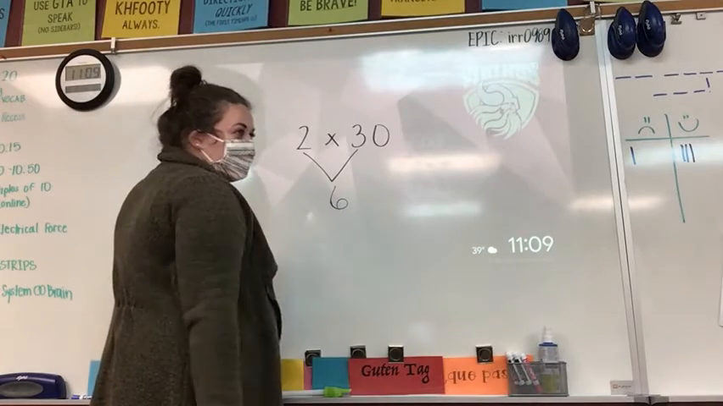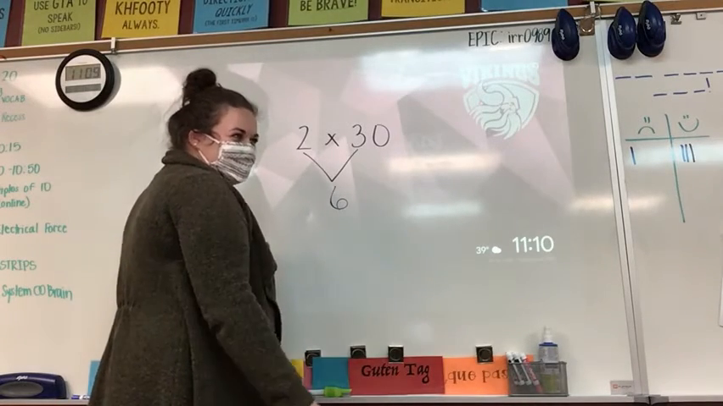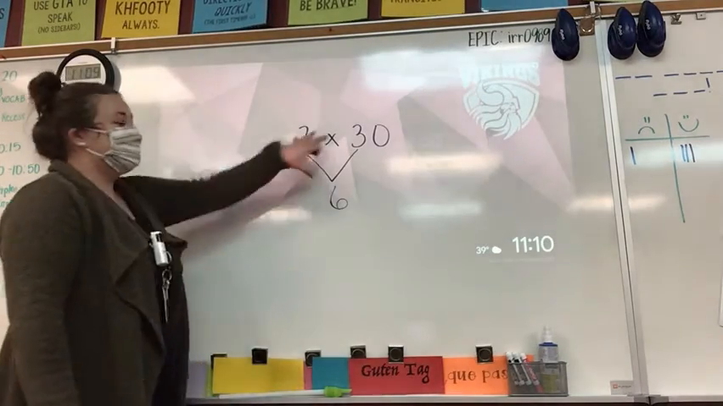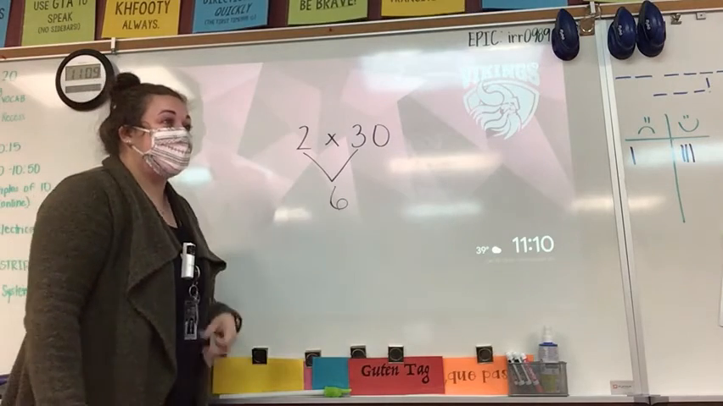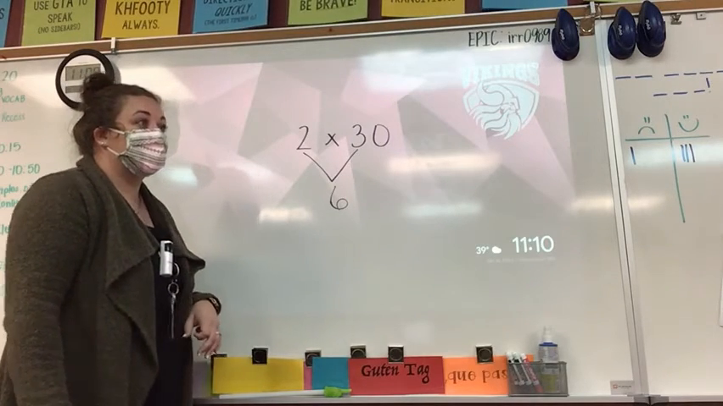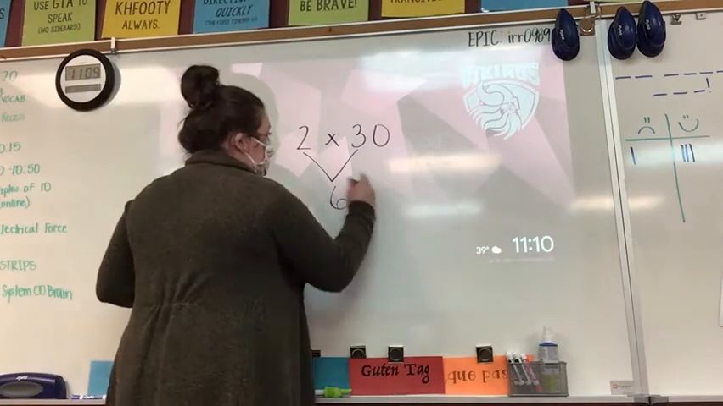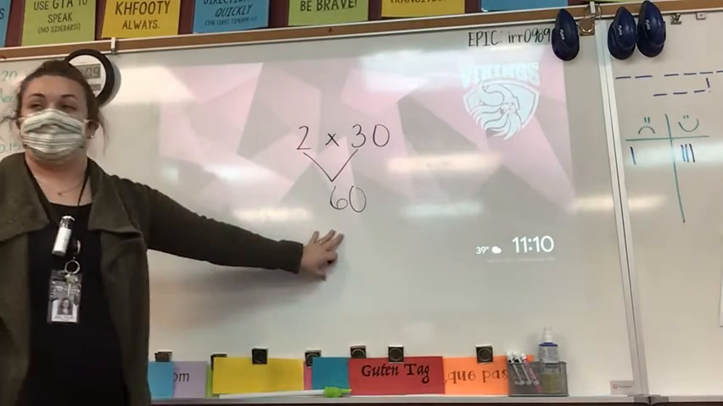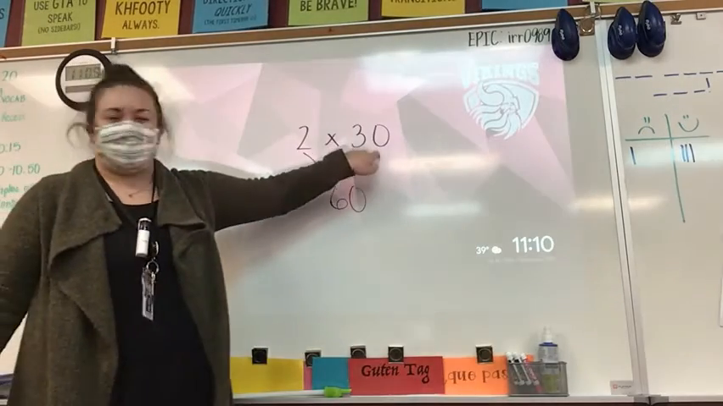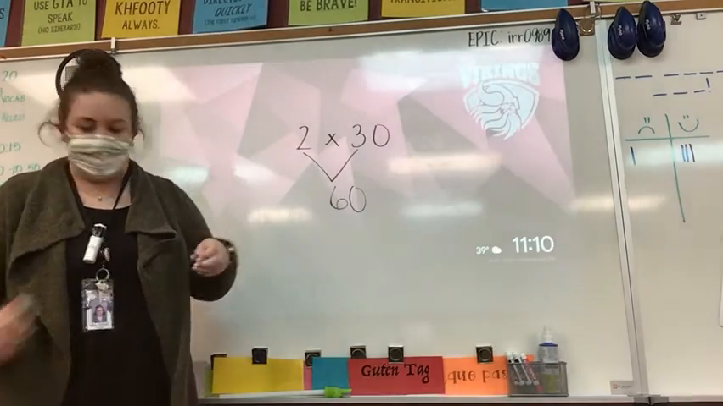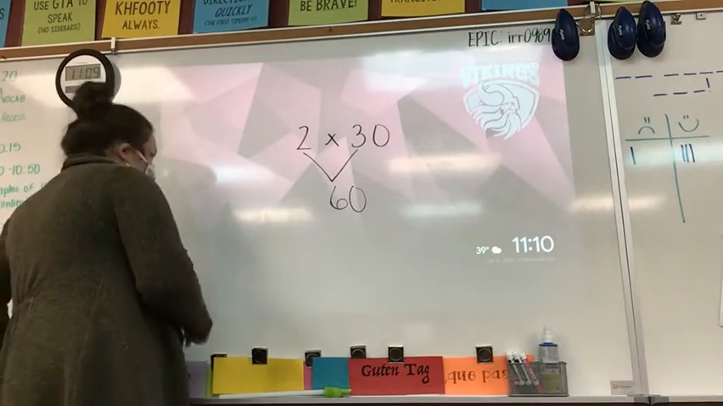And then what do I do, Eli? I add a 0. So that means 2 times 30 is 60. Would you agree that 30 and 30 gives me 60? Yes. Well, Eli got it.